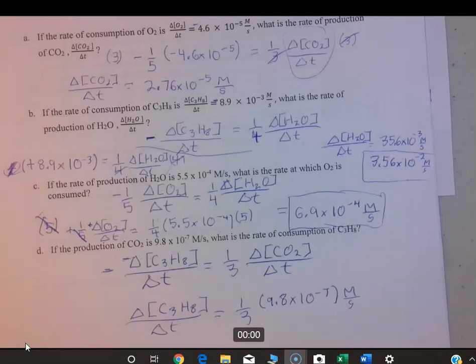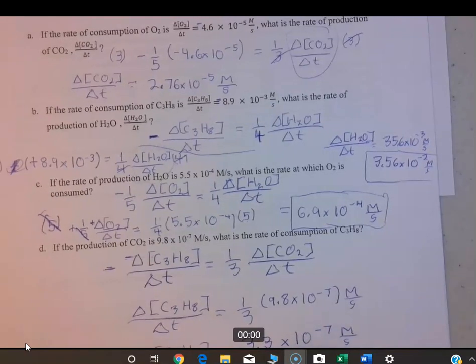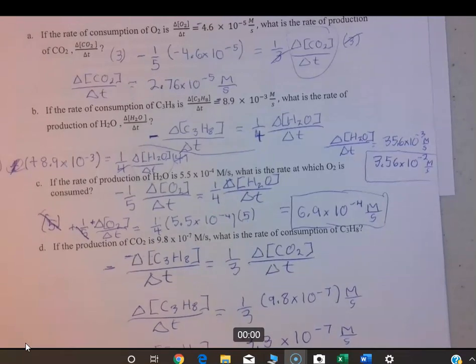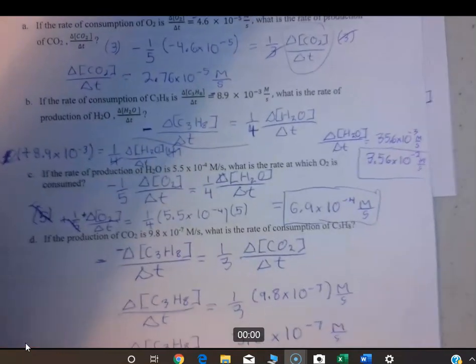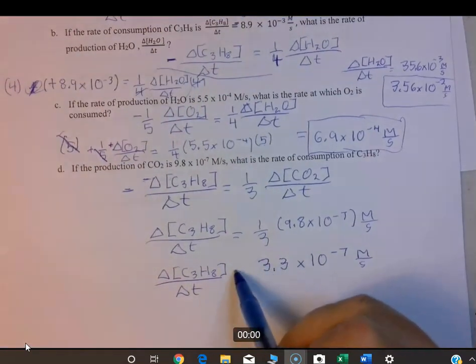And I'm just going to round it to 3.3. So 3.3 times 10 to the minus 7 molar per second. And that's the rate of consumption of C3H8 over delta T. I'm off screen again, but there it is. Okay, there you go. So that's your final answer.